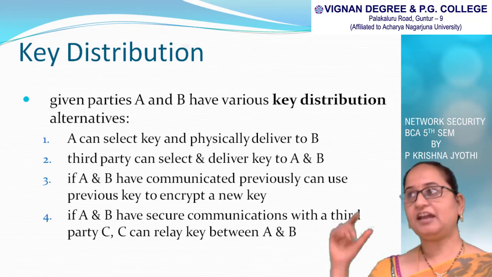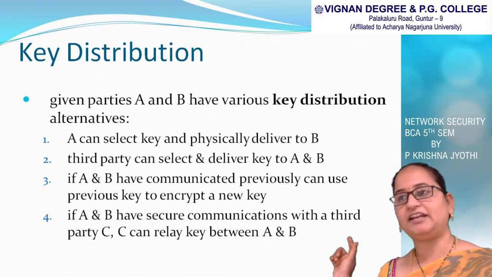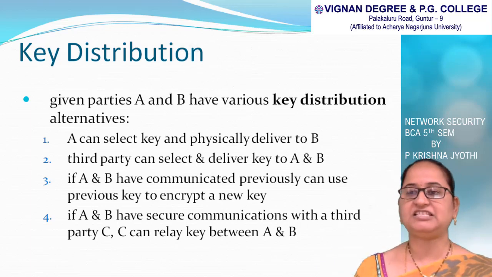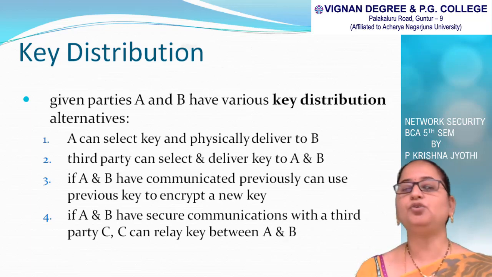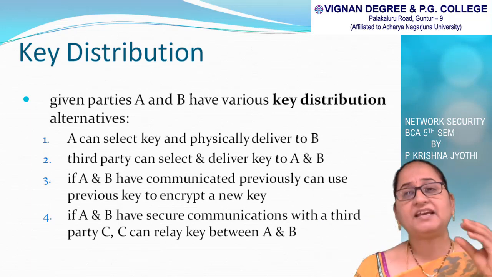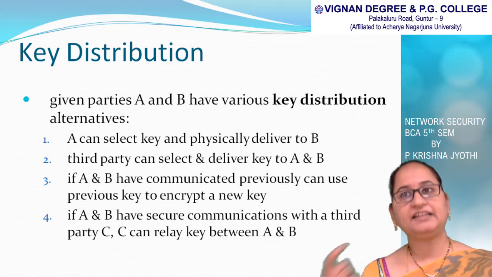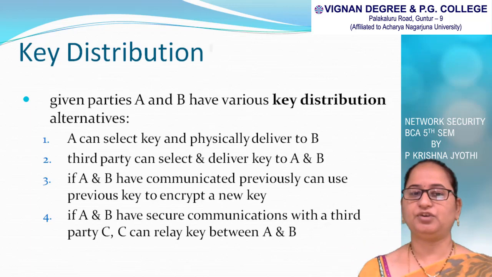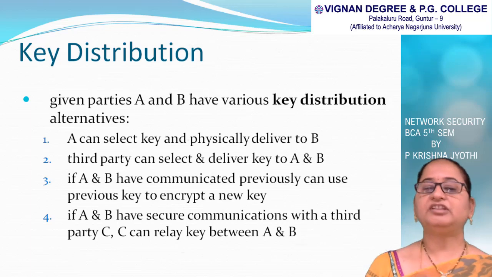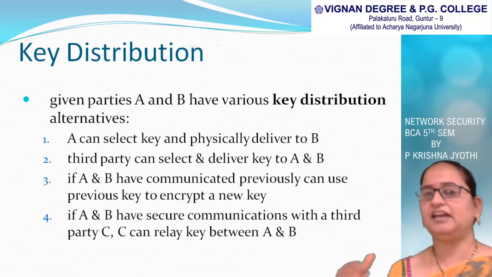The next method is, if A and B have communicated previously, they can use the previous key to encrypt a new key. Here A and B are using some key. Using that key, they can generate a new key and encrypt the message with that new key. And the last method is, if A and B have a secure communication with a third party C, C can deliver a key between A and B.